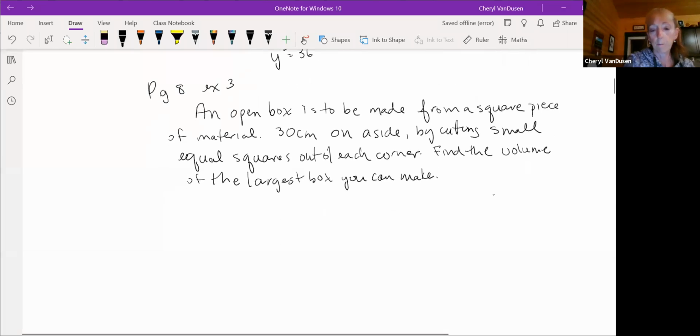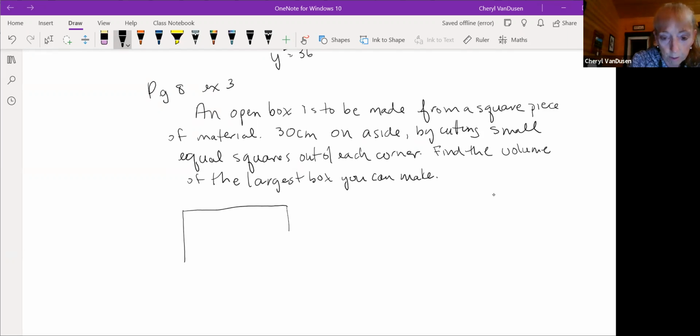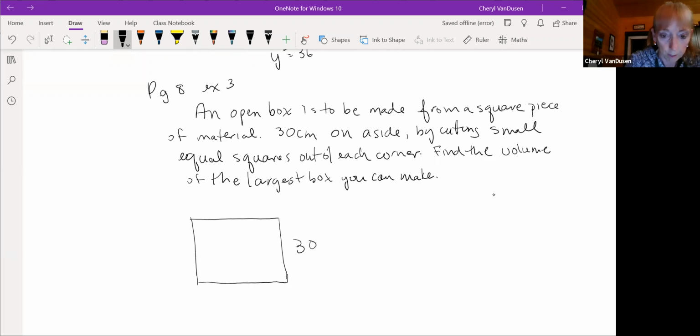Alrighty, so what we have, you might think way back to grade 10 when we did nets. And nets are something where you take a 2-dimensional object and you figure out how to fold it to make a 3-dimensional object. So here's our square. Let me draw a little bit better drawing than that. Okay, so each side is 30. What they're saying here is we're going to cut out a little piece here and a little piece here, a little piece here, a little piece here, and then we're going to turn it up, and that's going to be the height.